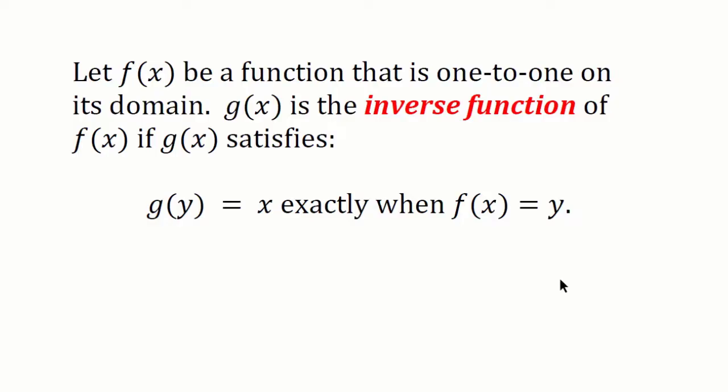All right, so here we go. This is the general definition of an inverse function that was introduced in our lesson about inverse functions in general. Let me verbalize it. Let f of x be a function that is one-to-one on its domain. g of x is called the inverse function of f of x if g satisfies g of y equals x exactly when f of x equals y.